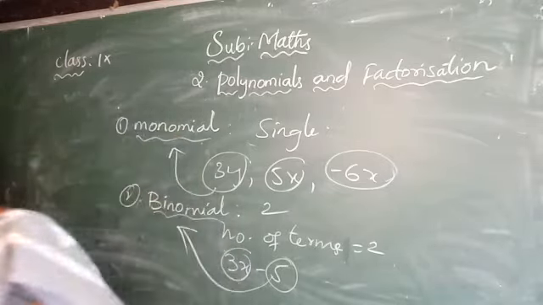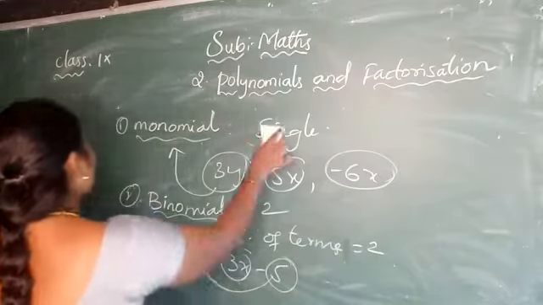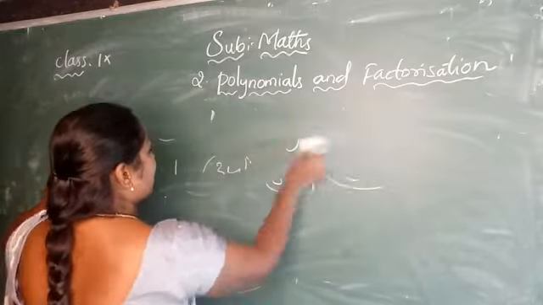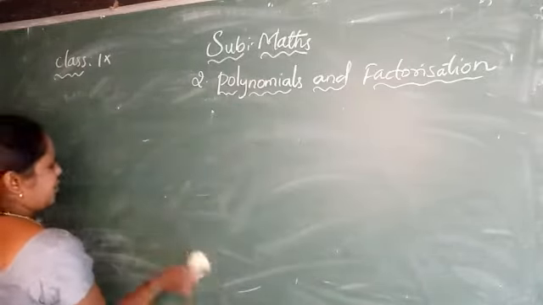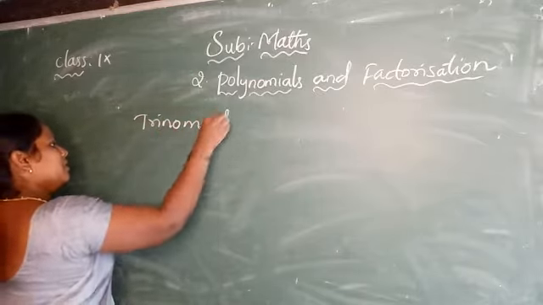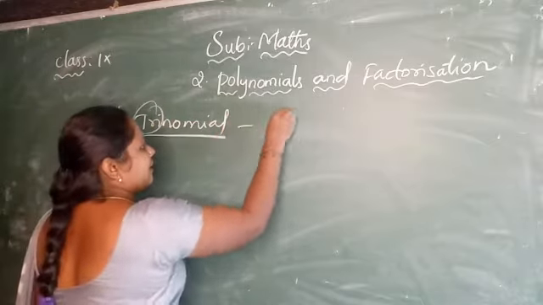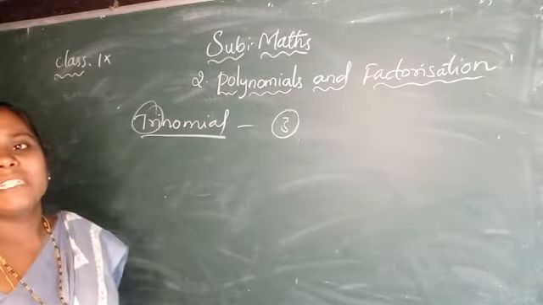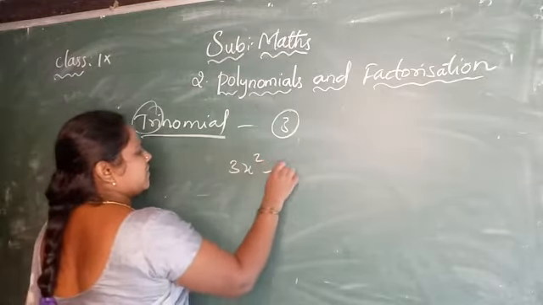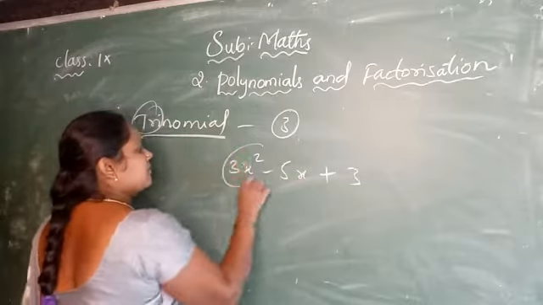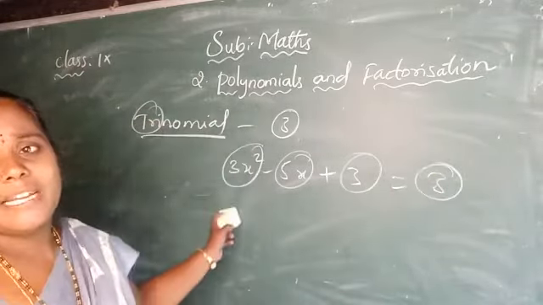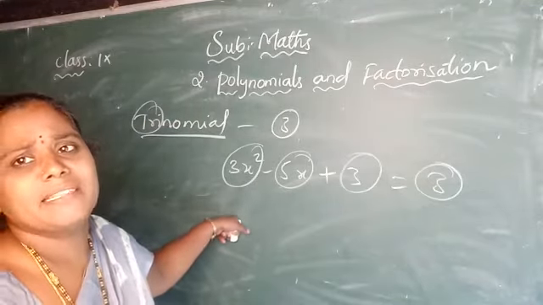Next, trinomial. Tri, as I already told, means 3. So an expression which involves 3 terms, we call a trinomial. For example, 3x square minus 5x plus 3. This is 1 term, 2 terms, 3 terms. Total how many terms does it involve? 3 terms. So we call it a trinomial.